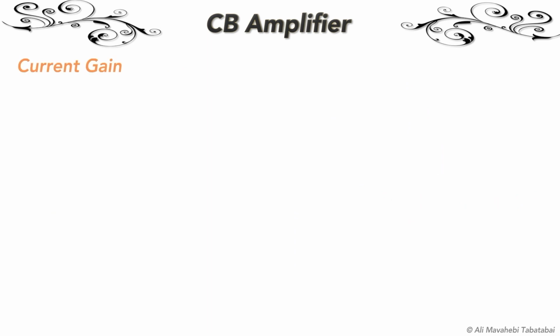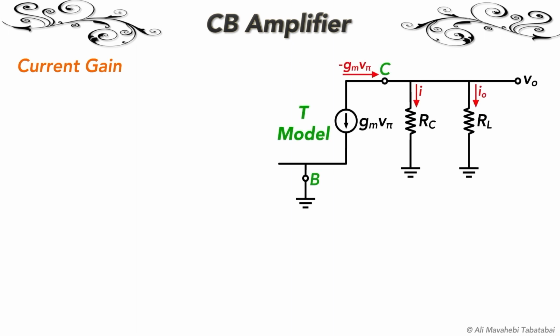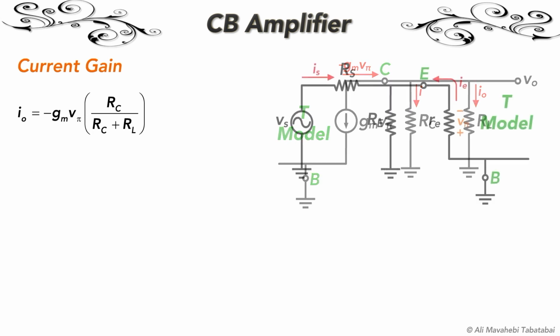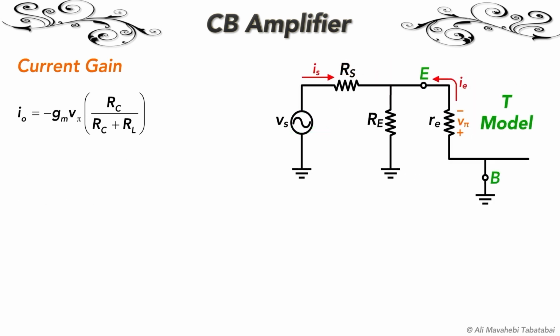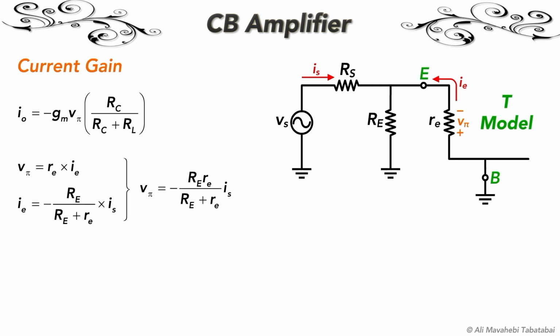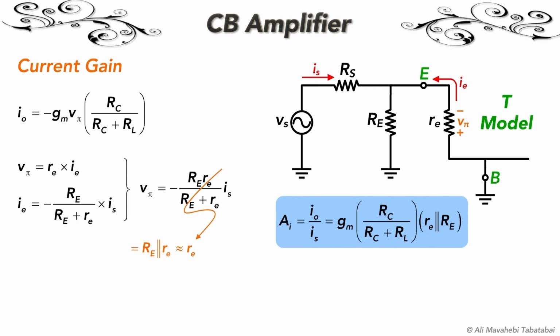To find the current gain, we need to find the ratio of the output current to the source current. By using the current divider rule at the output port, we can find the output current, which is the load current. We can use another current divider at the input and write V pi in terms of the source current. This is the current gain of a common base amplifier.